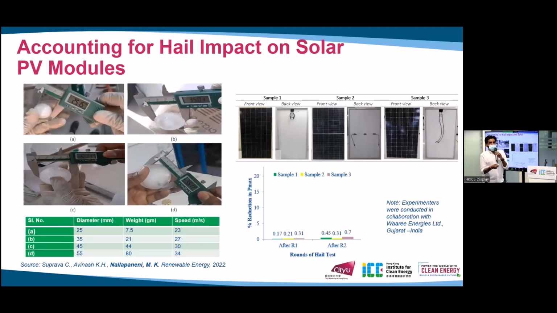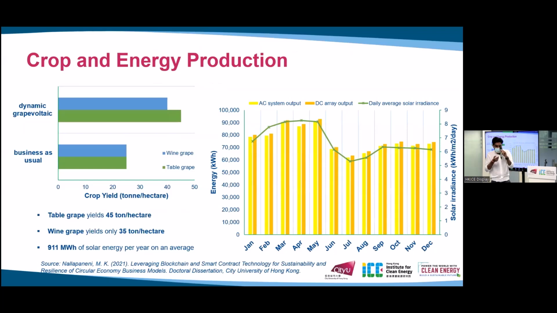Now, the major concern from the solar photovoltaic module side is a hailstorm. Even in the event of hail, photovoltaic modules can get cracked, and because of that, the power could be reduced. So it's called a degradation effect. We tested this in collaboration with Waaree Energies Limited in Gujarat. We tested for different hailstone diameters, 25, 35, 45 millimeters, at different momentums and speeds, and found a possibility of power reduction of 0.21%.